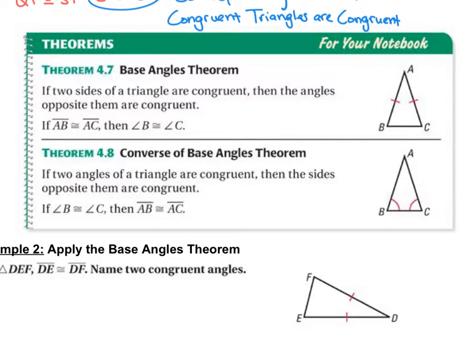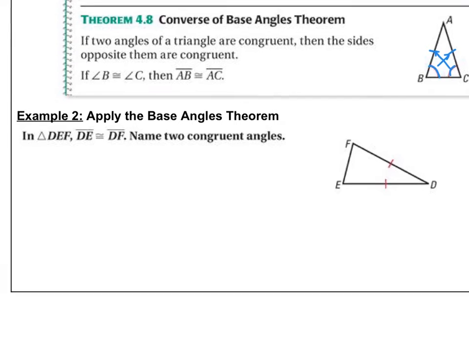First theorem is known as the base angles theorem. In a triangle, anytime you have two sides of a triangle that are congruent, then the angles opposite them are congruent. So I know that AB and AC are congruent, so opposite them, C would be congruent to B. The converse of that is that if I have two congruent angles, then the sides opposite them would be congruent. So AB and AC work that way.